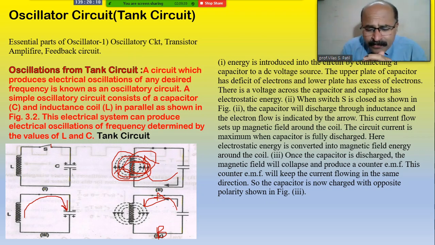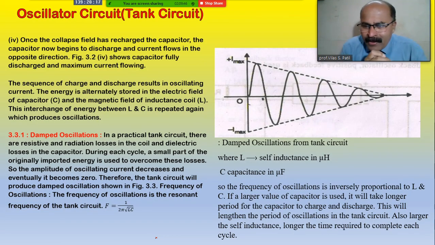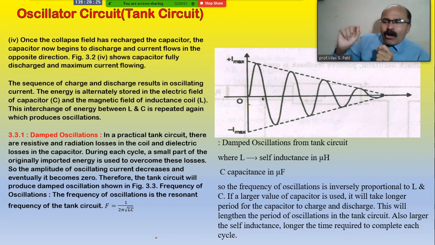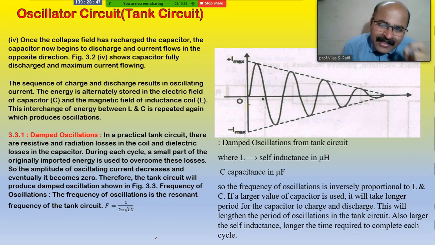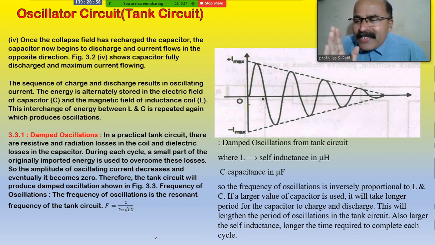Okay, if we take the output across A and B, that output should be AC, but in the last lecture we studied that this AC output is not constant, it does not have a constant amplitude. If you look very keenly at the damped oscillatory output from the tank circuit, whose graphical representation is shown here, you see that the amplitude decreases in each oscillation. In each oscillation, some of the amplitude, some of the AC signal, will be lost.